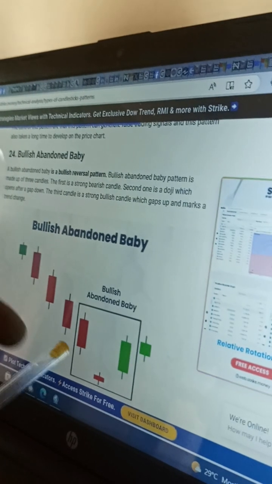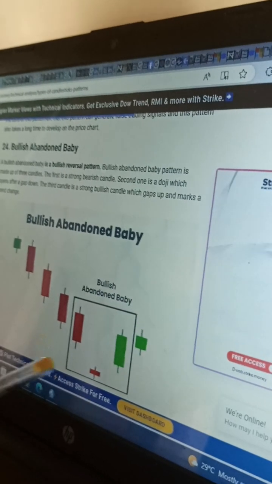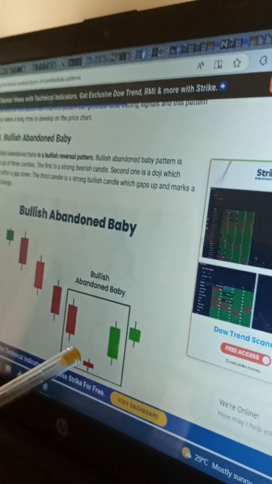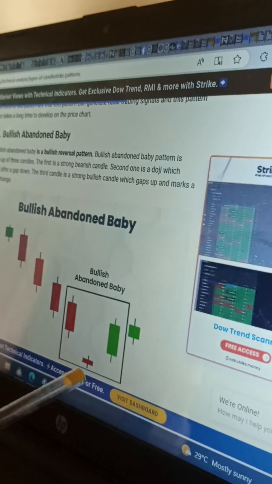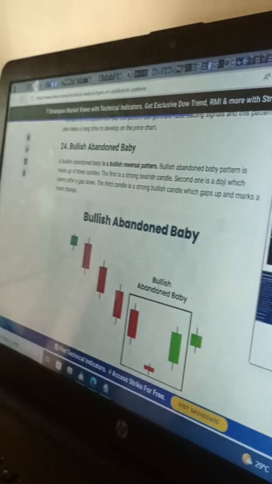Then the third candle is a strong bullish candle, which gaps up. The bearish candle gaps from it. The bullish candle gaps from it. So both gaps make it abandoned. So once you see a bearish candle, then a doji candle, a gap before a bullish candle, you know that we are dealing with an abandoned baby setup, and that's to tell you that we're about to go bullish.